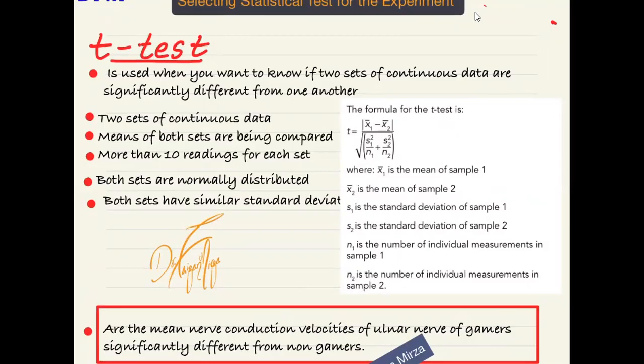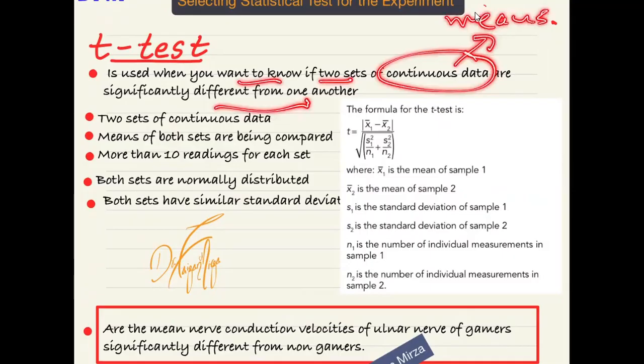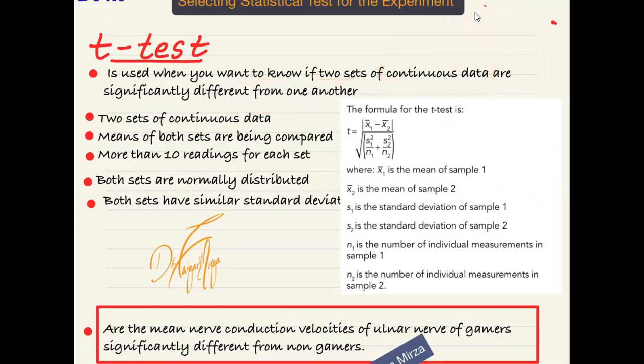So for example, a t-test is used when you want to know if 2 sets of continuous data are significantly different from one another. Already mentioned to you, continuous data means you can calculate means. So with the 2 sets of data, you will have 2 means: one of the first set of the data and a mean of the second set of the data. 2 sets of continuous data, and the means of both are being compared. More than 10 readings of each set should be provided, both following normal distribution, and they have a similar standard deviation.